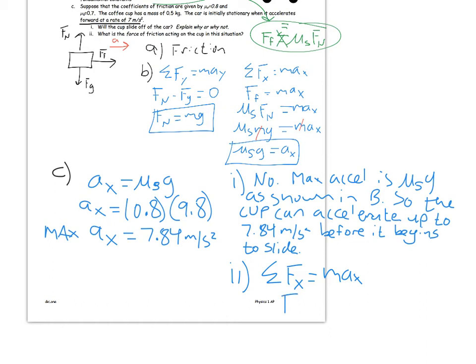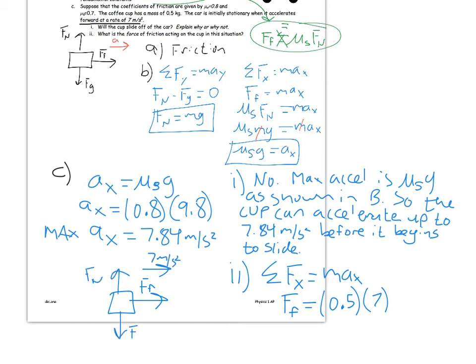So I'm going to say my force of friction is equal to ma, the mass of the cup, 0.5, times the acceleration of the cup, which I know is 7 in this situation, because that's how quickly the car is accelerating forward, and therefore the cup is accelerating forward at the same rate. So I can say that my force of friction is simply 3.5 newtons.